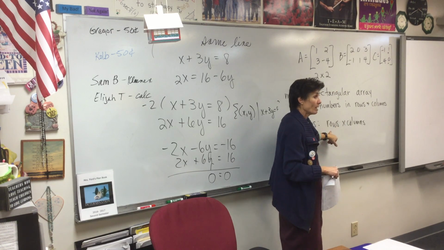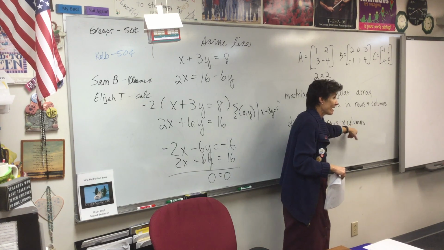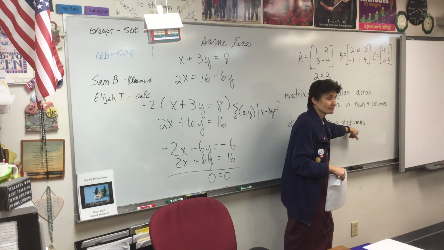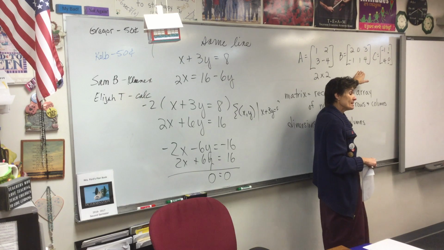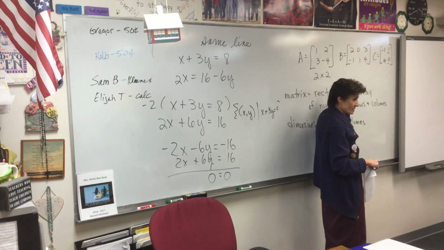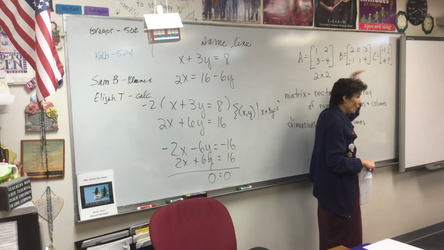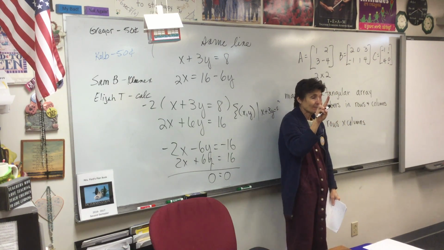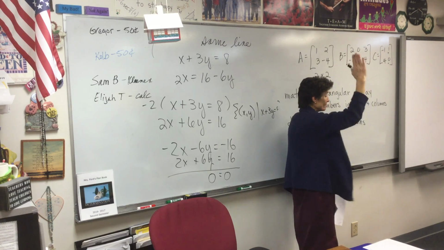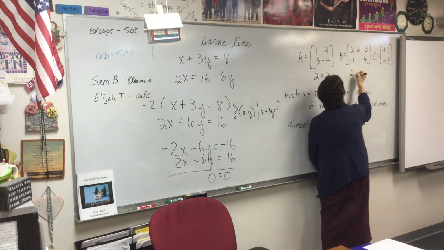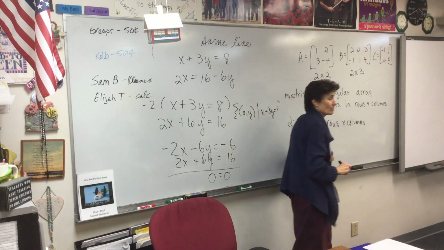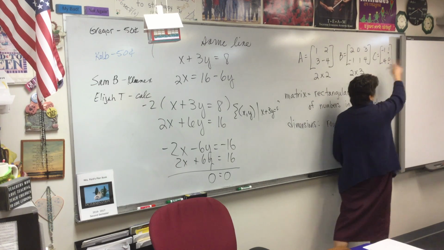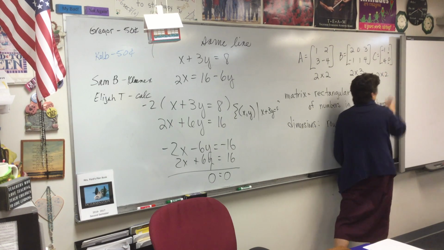The row number comes first, column number comes second. So when I look at B, how many rows does it have? Rows are bleachers. Rows go across. How many do you have? 2. How many columns do you have? 3. This is a 2 by 3. And C would be another 2 by 2.